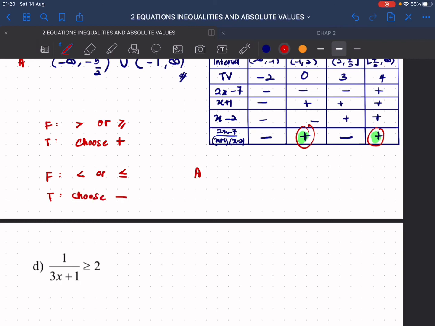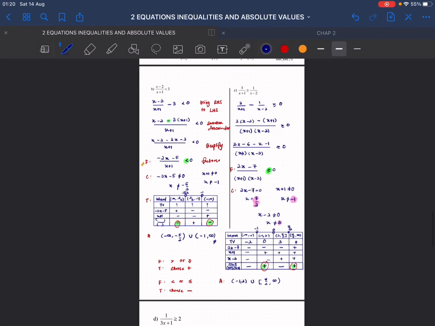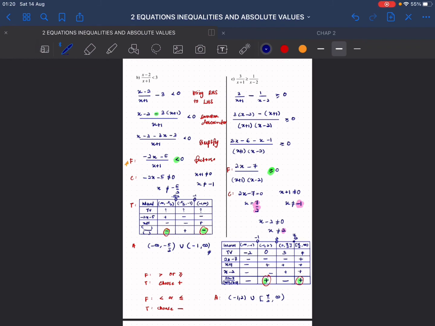Okay, so now we will have our answer since we have already written our interval. So we just put it. We have negative 1, 2, union 7/2, infinity. Okay, so that is your rational inequalities for 3 factors. Okay, can you take the time to understand?